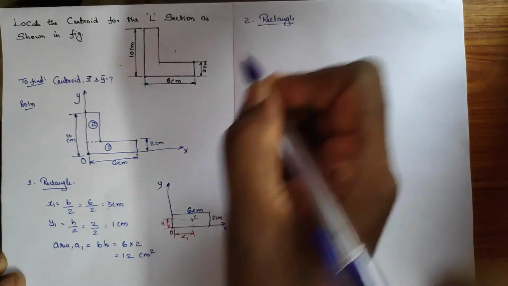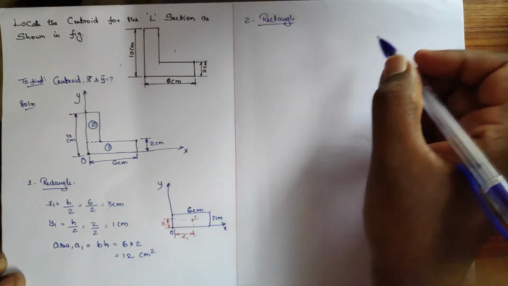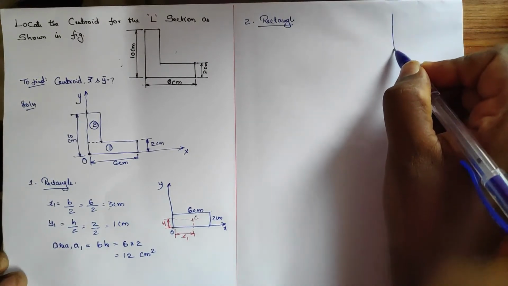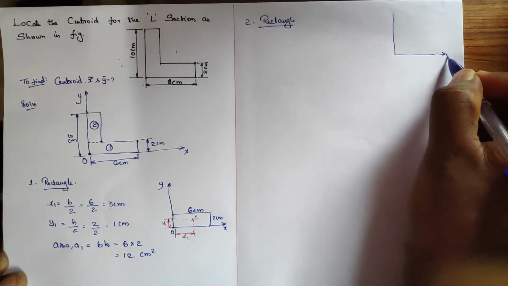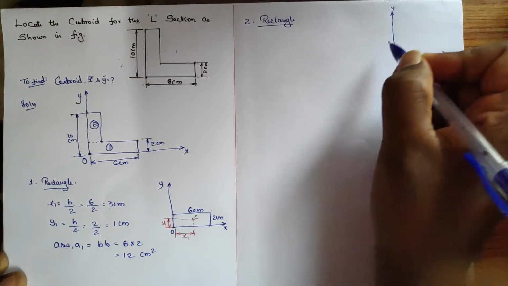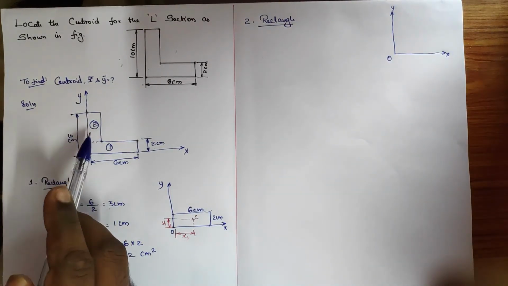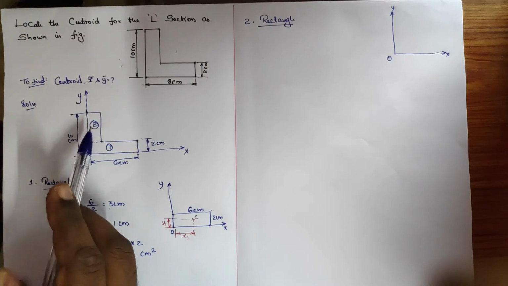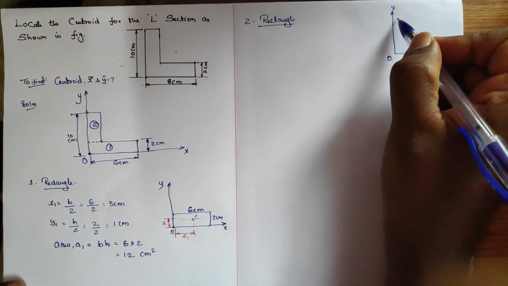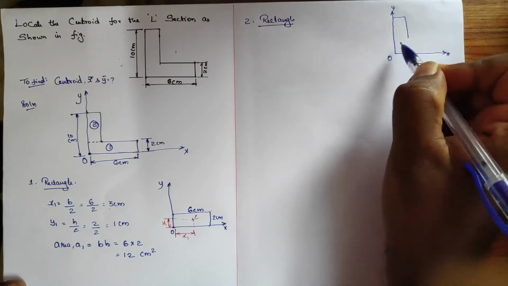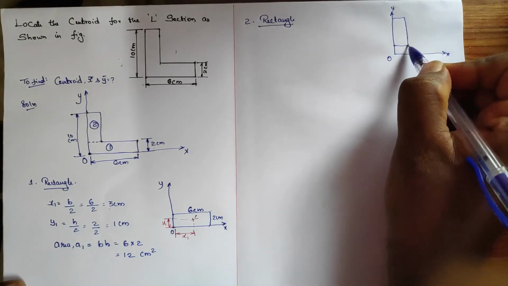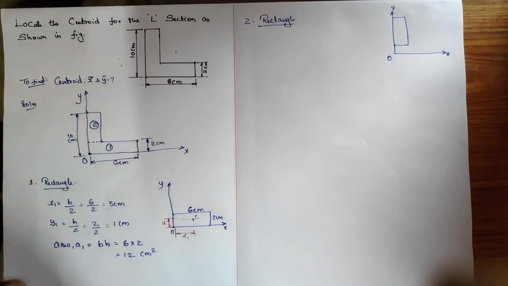The second component is also a rectangle. Okay, let it be, and just have a diagram with the X, Y coordinate. This is O. And where this second component is located, just keep it there. So here the component is something like this, right? Something like this. This is the second component.